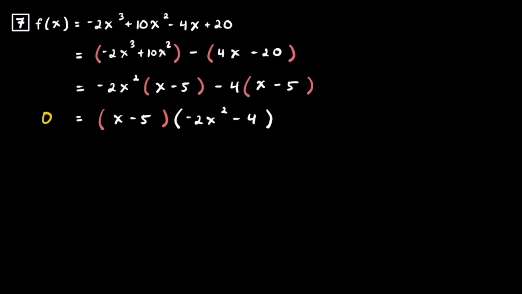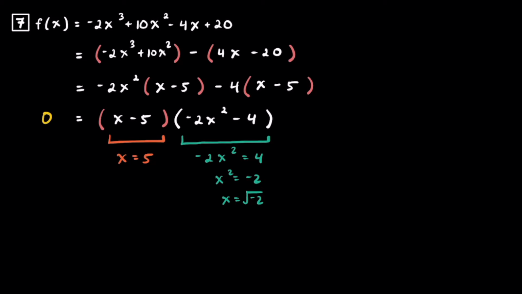Looking for x-intercepts now, looking at this first binomial, if x was equal to positive 5, then we would have an x-intercept located there. And for the second one, we have a quadratic, so we have to do a little bit more work. If we set that equal to 0 and add 4 to both sides, we would get negative 2x squared is equal to 4. Dividing both sides by negative 2, we would get x squared is equal to negative 2. And if we took the square root of both sides, x would equal the square root of negative 2, which means that we'd have 2 complex solutions there.